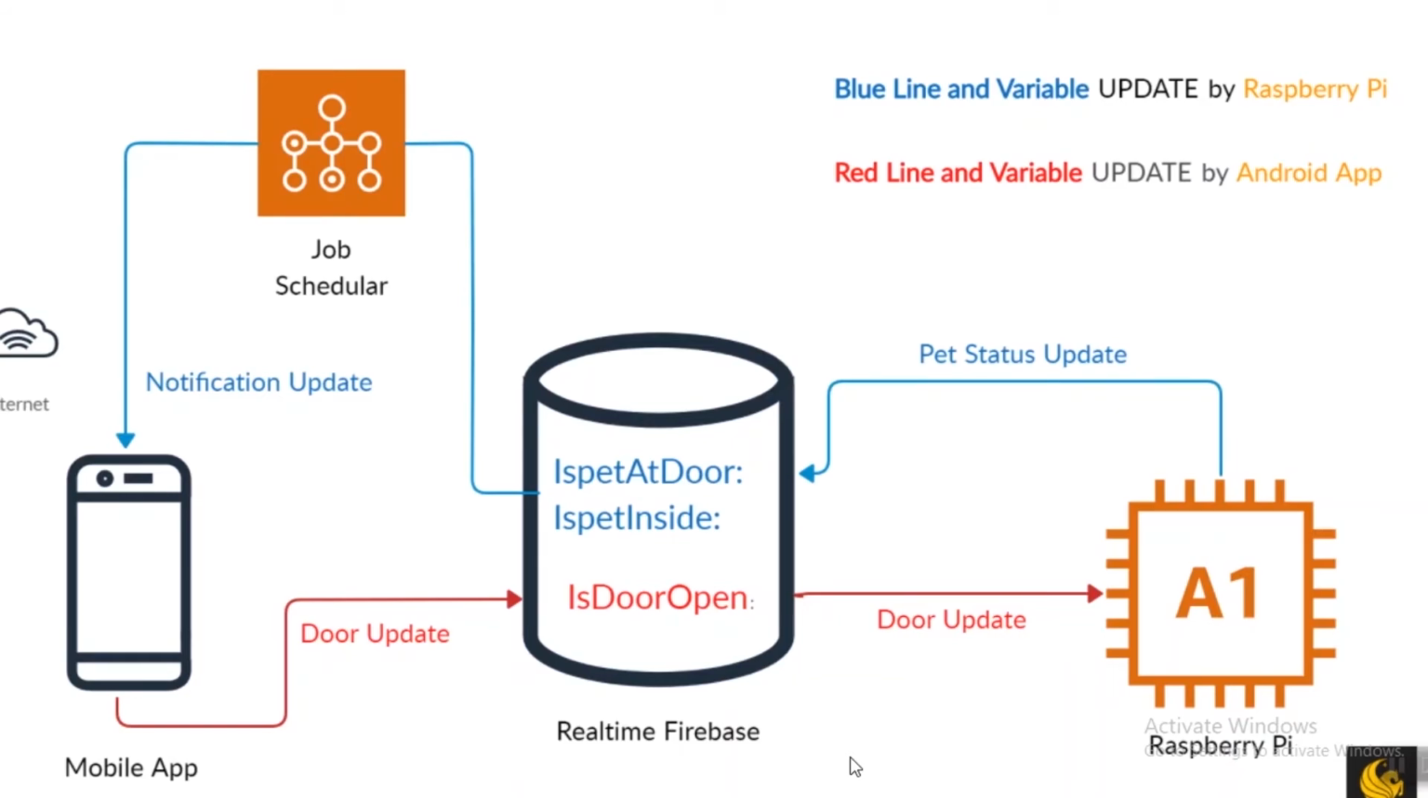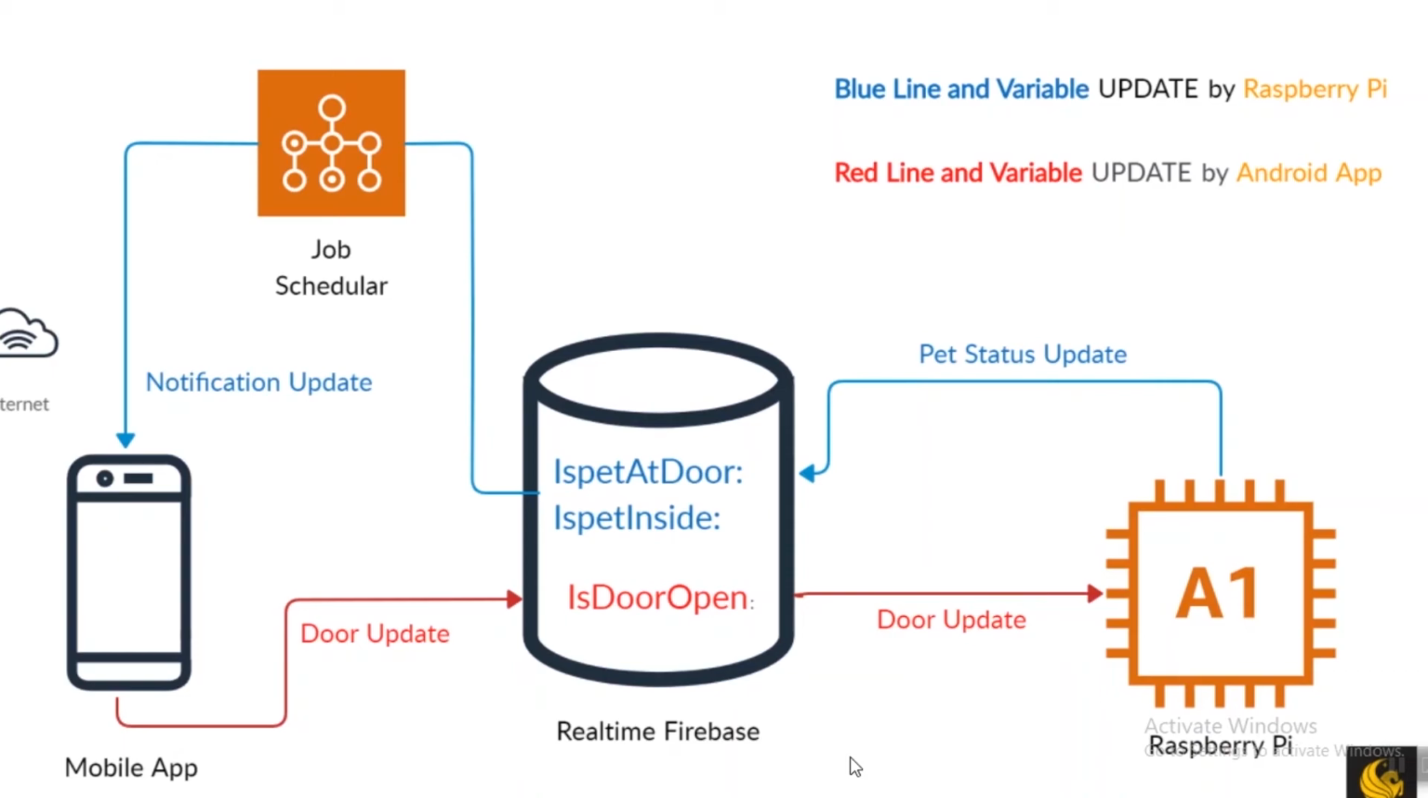In this section, we want to demonstrate the communication between real-time Firebase, the mobile application, and the Raspberry Pi. In the workflow diagram, the blue line and blue variable indicate the update by the Raspberry Pi, and the red line and red variable indicate the update by the mobile application. In this software demo, we want to focus on the following variables.